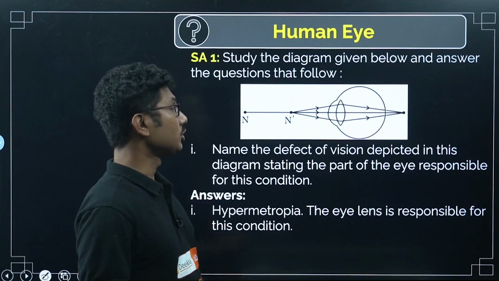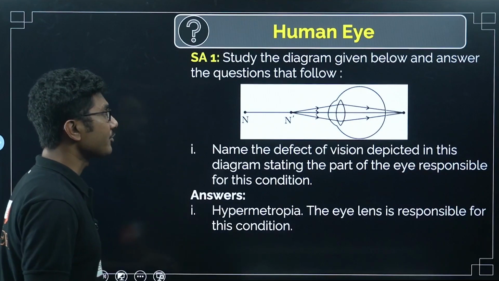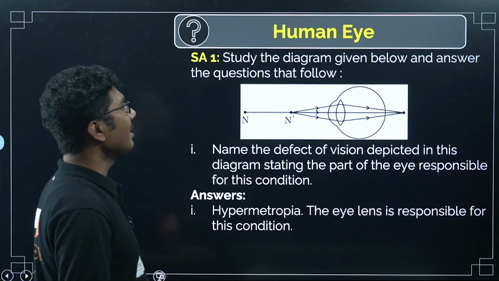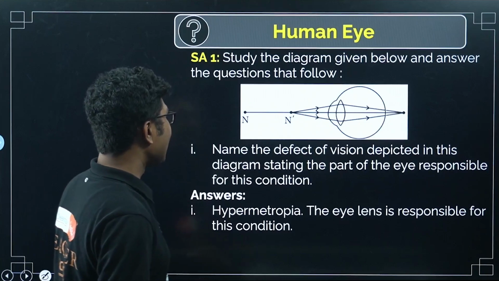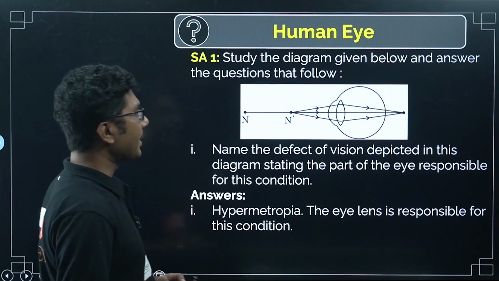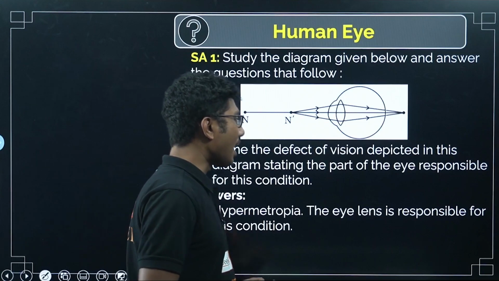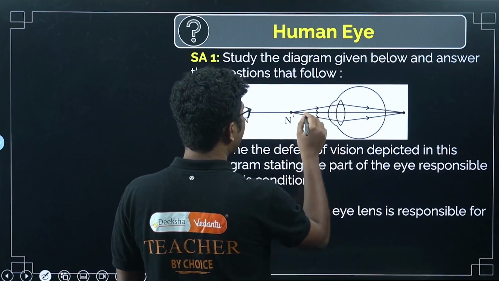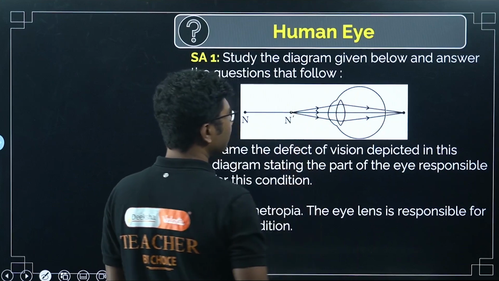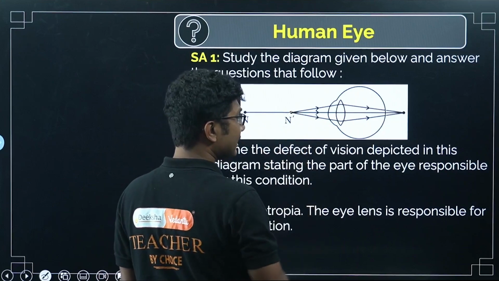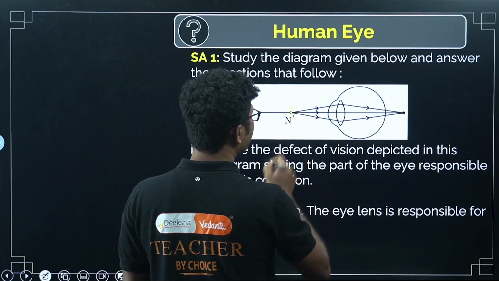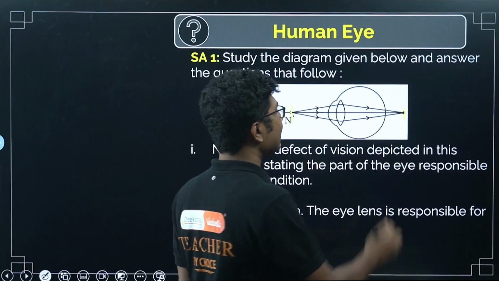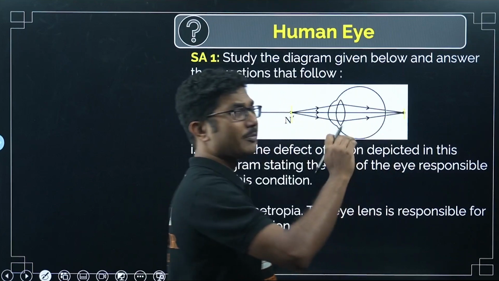This is a short answer type question from your previous year question paper. Study the diagram given below and answer the questions that follow. Name the defect of vision depicted in this diagram, stating the part of the eye responsible for this condition. So as you can see, it's the near point. If you keep an object at the original near point, the image is formed behind the retina. This is the retina, as we know. So it is forming behind the retina.